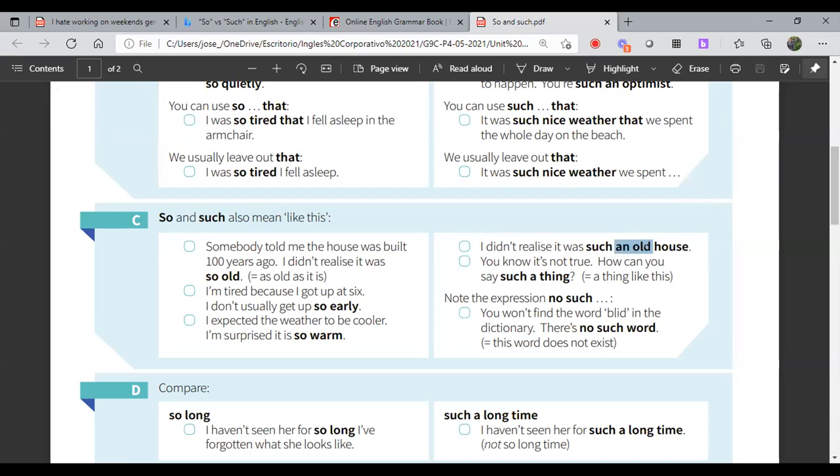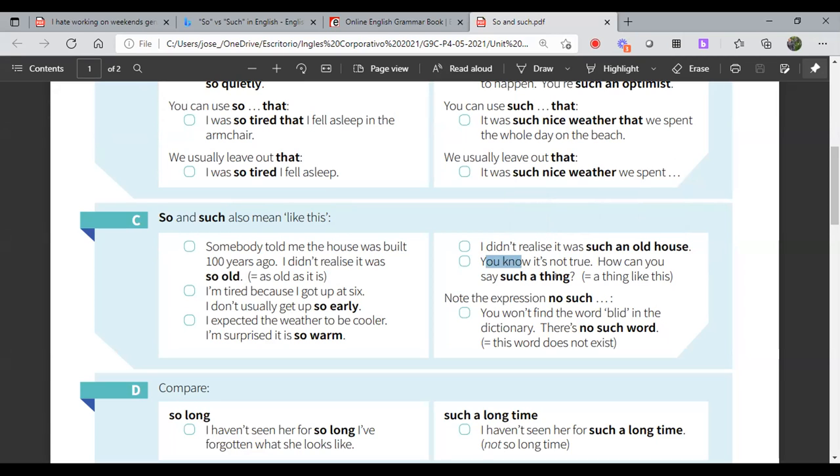Aquí ocupamos todo, ¿verdad? El adjetivo, y nos referimos al objeto que es casa. Entonces digo, no me di cuenta que era una casa tan antigua. Digo lo mismo que acá, solamente que aquí soy como más categórico para decir las cosas. All right? Take a look at this one. You know it's not true.